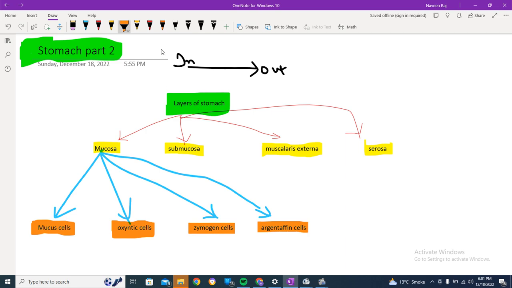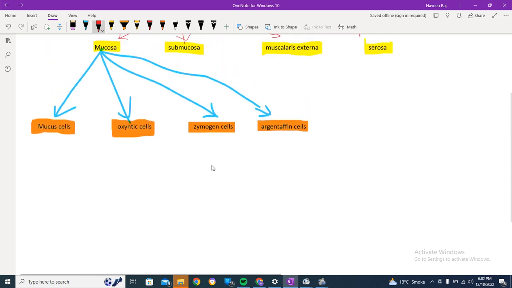In today's video, we'll be getting into the mucosa layer, the very first layer, taking its introduction, then moving towards the cells. Hopefully we will be covering mucus cells and the oxyntic cells in this video, and later on in the next video we'll be covering the remaining two and the summary of the mucosa. Let's see how much time it consumes.